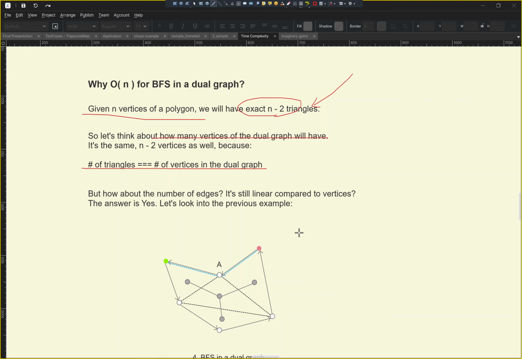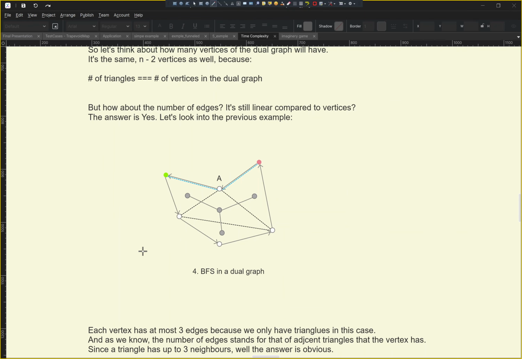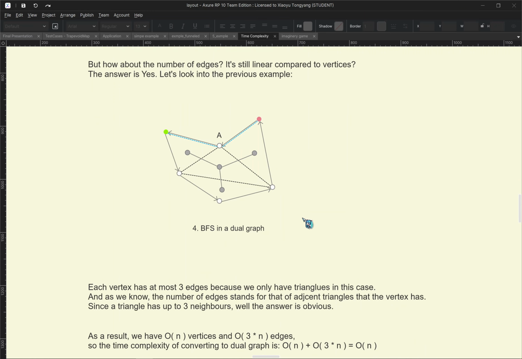The reason is also very easy. Let's consider this very familiar example. We have three triangles after triangulation, and so we have four vertices after converting those triangles into a dual graph, because each vertex represents a triangle. So however many triangles we have, that is how many vertices we will have in the dual graph. And this is about the number of vertices.